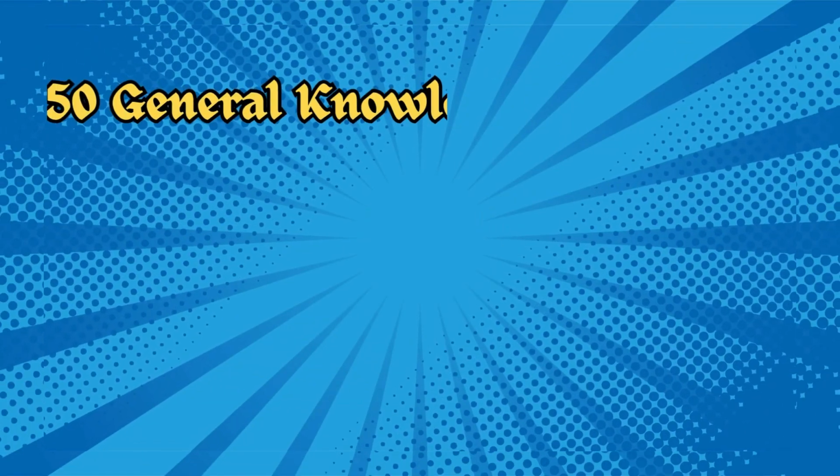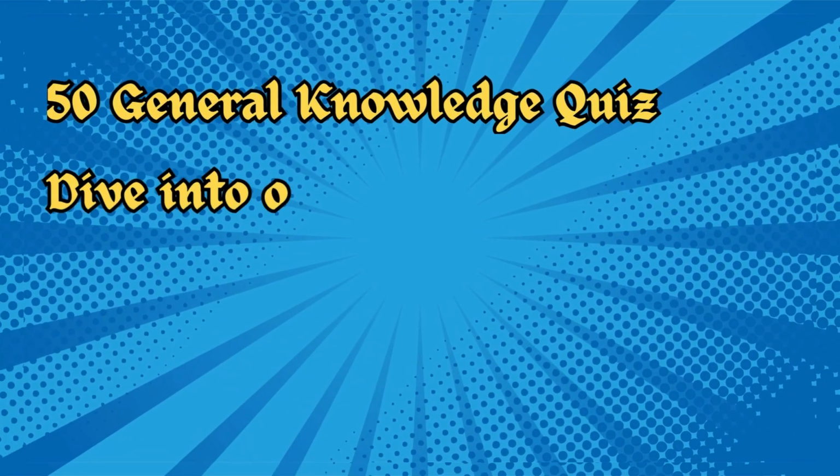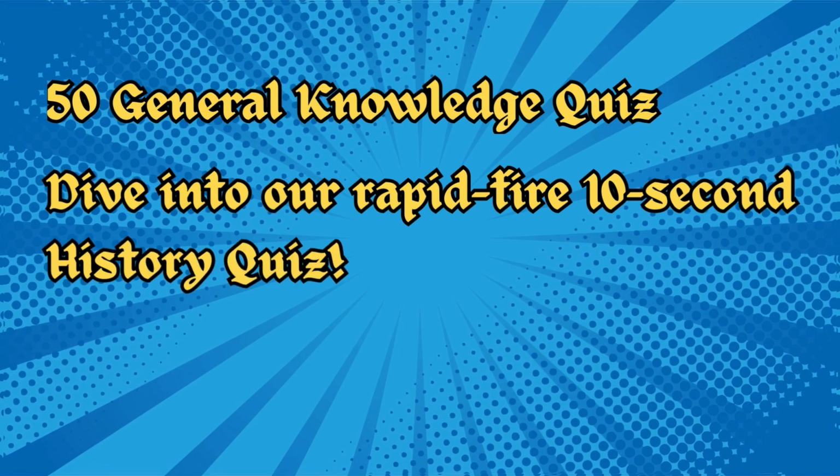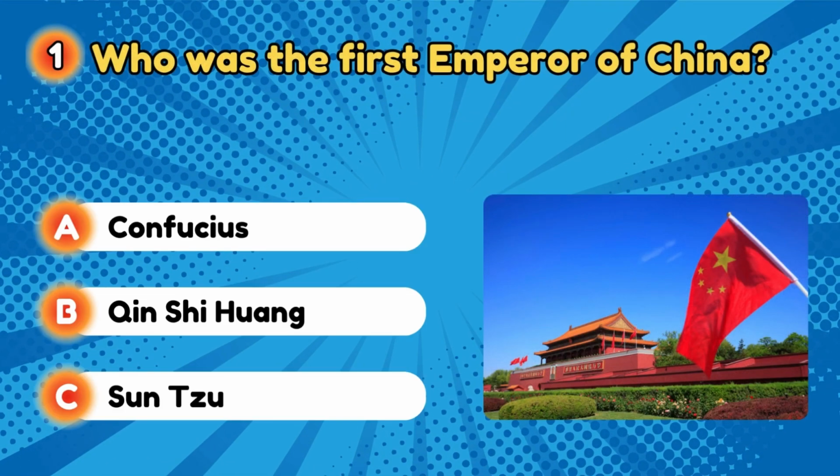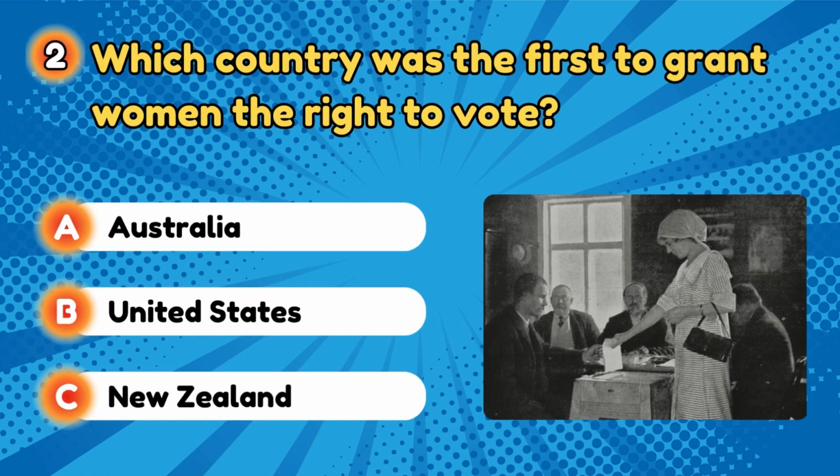50 General Knowledge Quiz. Dive into our rapid-fire 10-second history quiz. Let's get started. Who was the first emperor of China? Qin Shi Huang. Which country was the first to grant women the right to vote?